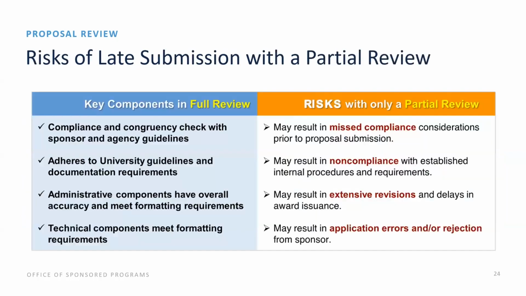And they are things like possibly missing compliance with proposal guidelines, non-compliance with university policies, needing to negotiate extensive revisions if a notice of award comes across because we didn't catch something because we didn't have the time to, and in the worst case scenario, having to refuse an award because proper compliance measures weren't met.